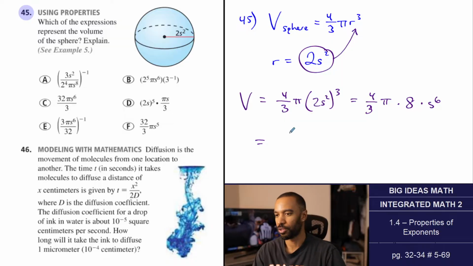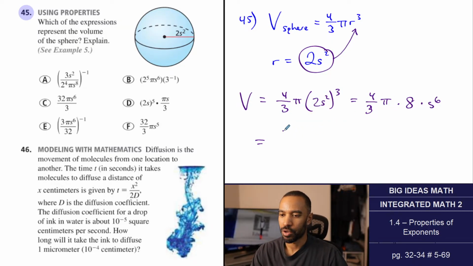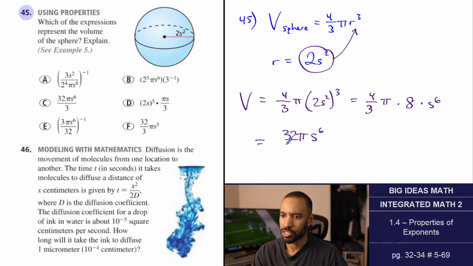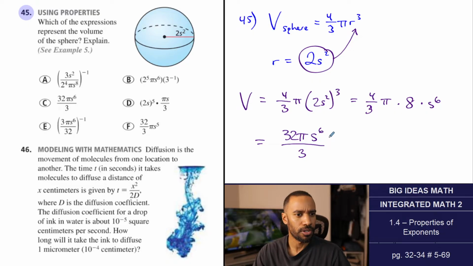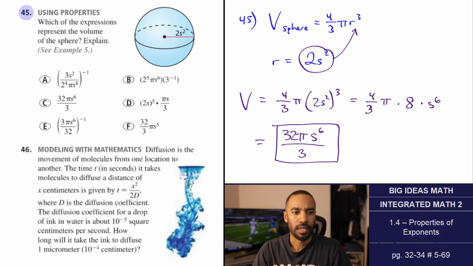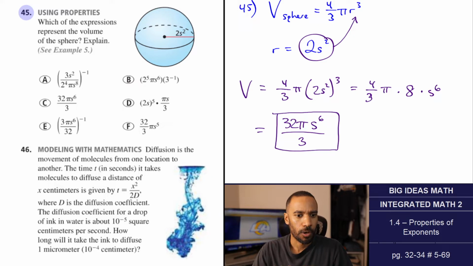If I were to attempt my own cleanup without looking at the multiple choice options, 4 times 8 is 32. Do they put pi's or s's first? I think pi. Times s to the 6th all over 3. So this is my version of the answer I would go for. Are there units? No. So let's see if this answer's on there, and then we'll see if there are other ways that we can have that rewritten and correct.